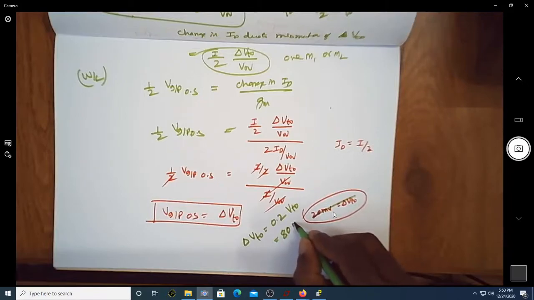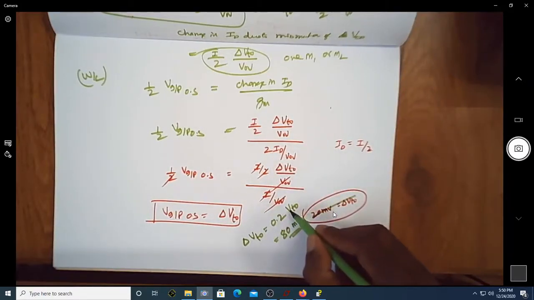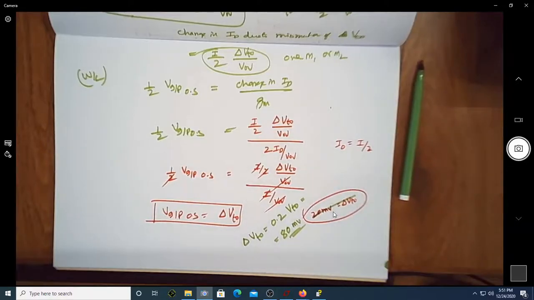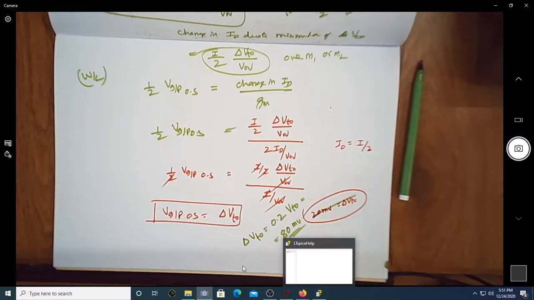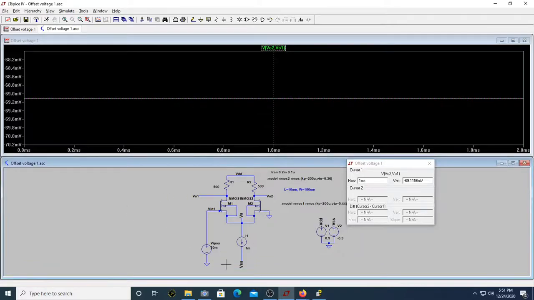Am I correct? It is 80 millivolt, because each one is having 40 millivolt. So this is equal to 80 millivolt. So if I apply 80 millivolt in the positive direction, that is plus minus, I will have the offset voltage as 0. Let me make this 80 milli. If I make this 80 millivolt, this has to almost become 0.